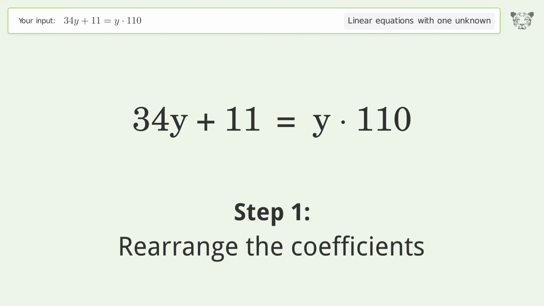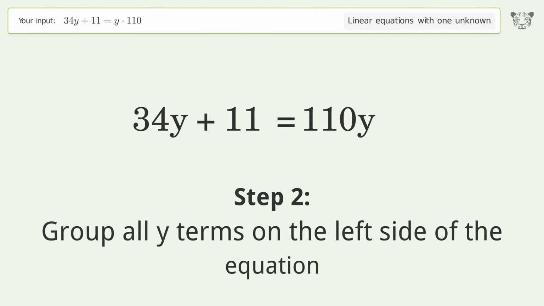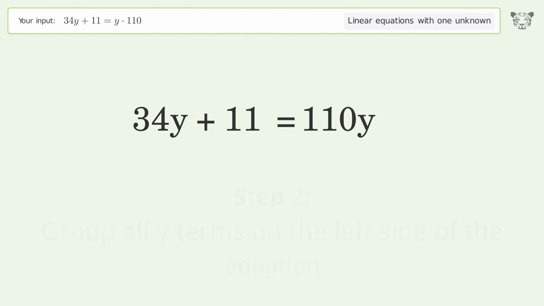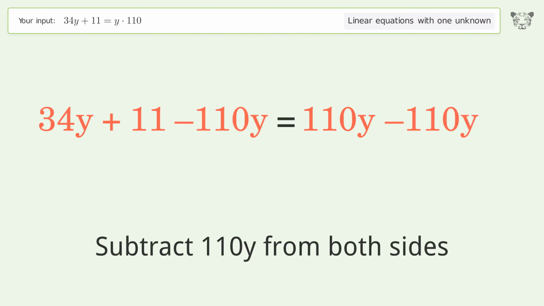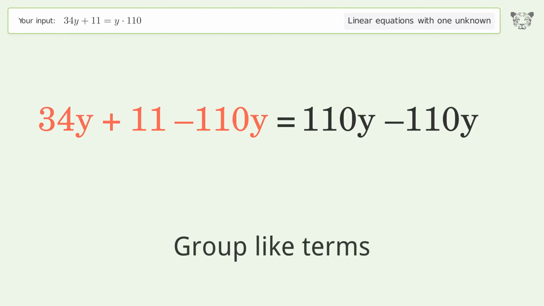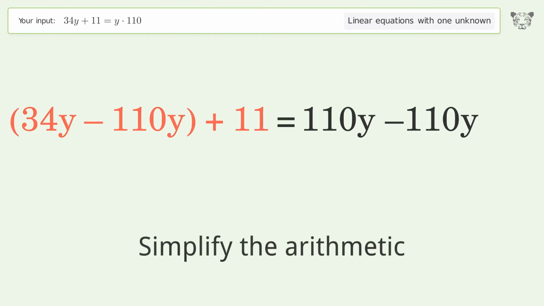Rearrange the coefficients. Group all y terms on the left side of the equation. Subtract 110y from both sides. Group like terms. Simplify the arithmetic.